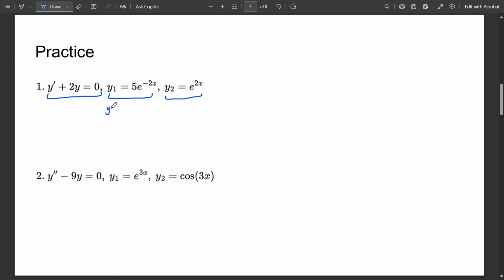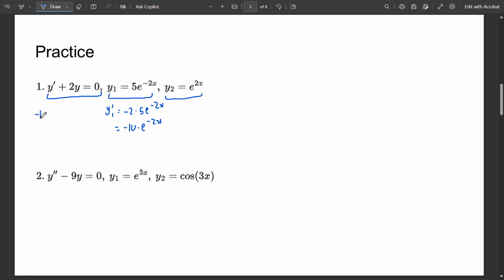So y prime of the first given solution is negative 2 times 5e to the negative 2x, and this will become negative 10 times e to the negative 2x. Okay, just take the derivative of 5 times e to the negative 2x. So we just substitute this, which is just y prime, to this.